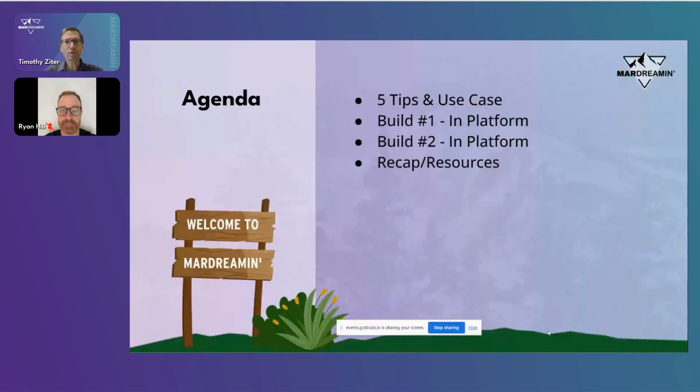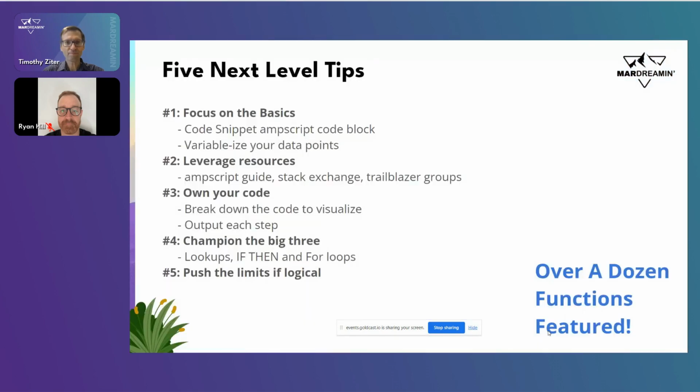And like Ryan said, we're going to be talking about AMPscript. We're going to be going over those 5 tips and our use case. Then we're going to be right in the platform, building out 2 different use cases to showcase those tips. And at the end, we'll do a quick recap and talk about resources. Okay, AMPscript. As many of you may know, AMPscript is the proprietary coding language used in Salesforce Marketing Cloud to bring out that great personalization in all of your email communications.